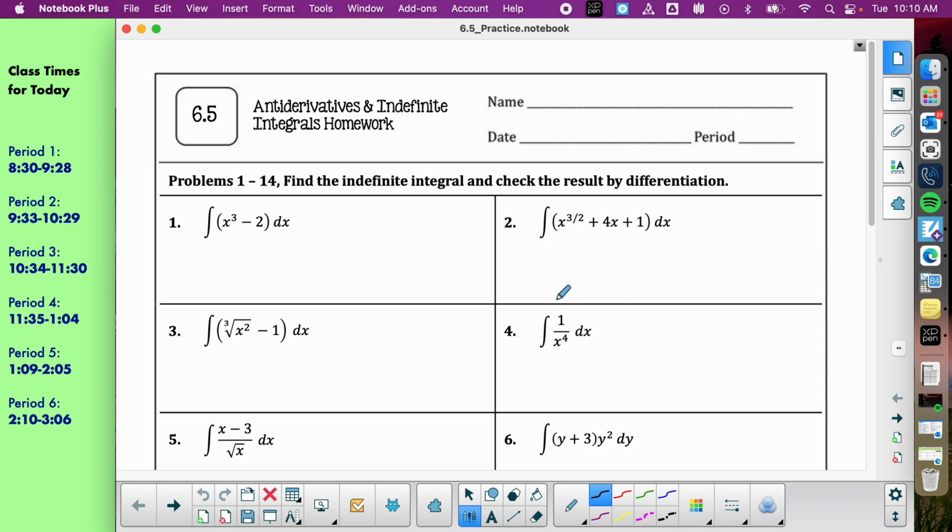So keep your phones away. Try to get it done during class today. That way you will not have any type of homework. You won't have to focus and do any calc at home tonight. You'll just be like caught up, have extra free time.